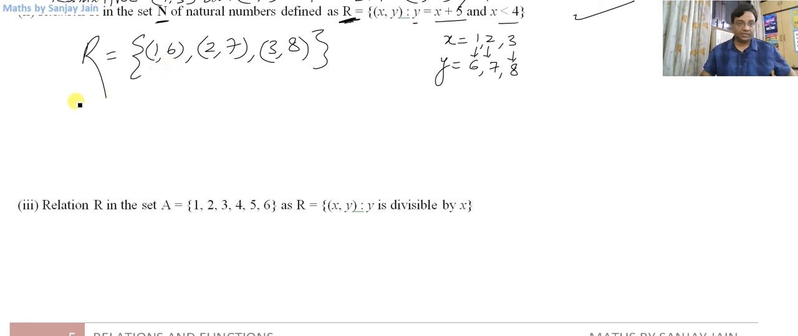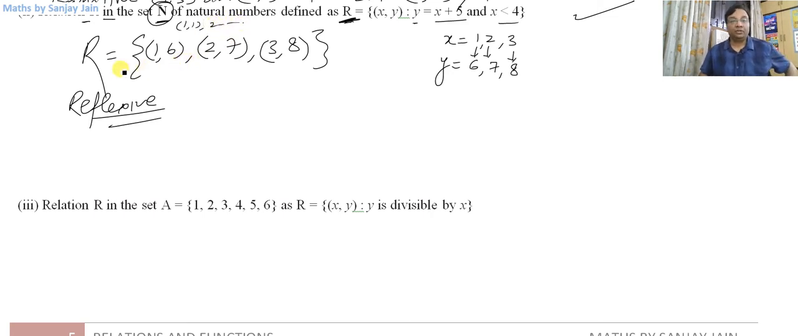So can I say it is reflexive? No. Is it reflexive? No, because it is a set of natural numbers in which this relation R is defined. So I should have doublets of all the natural numbers (1, 1), (2, 2), (3, 3) and so on for it to be reflexive, because these are not present here, so it is not reflexive. So reflexive? No.